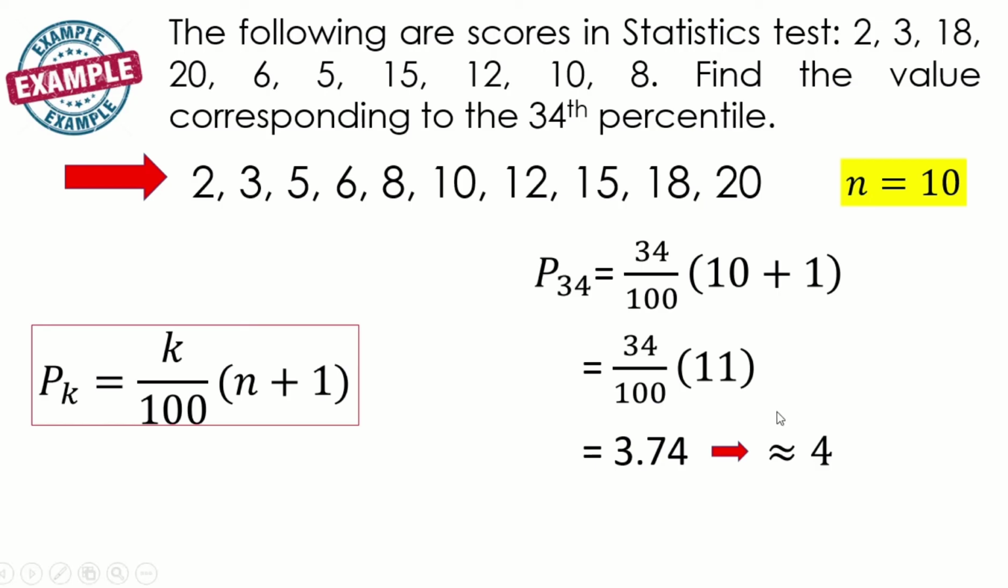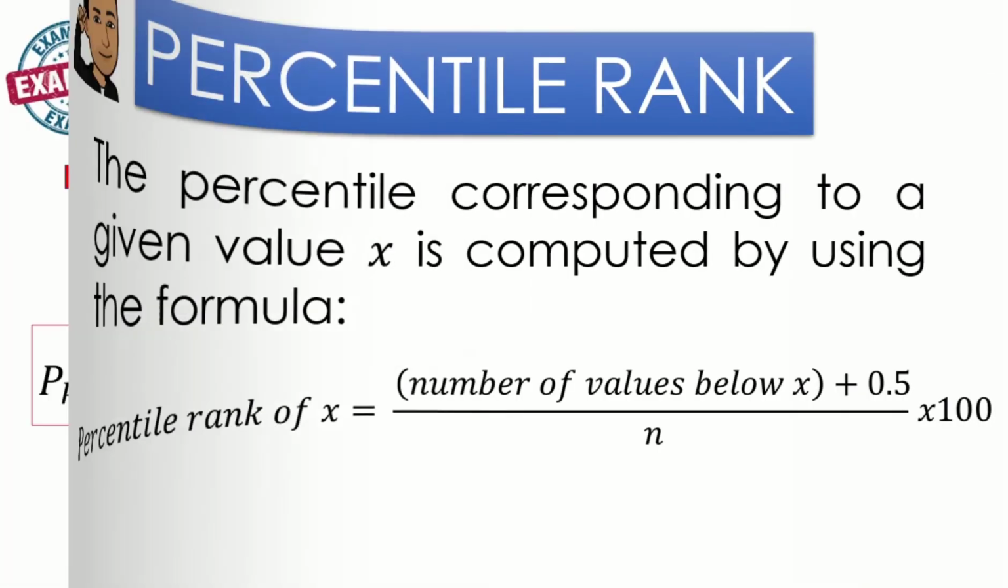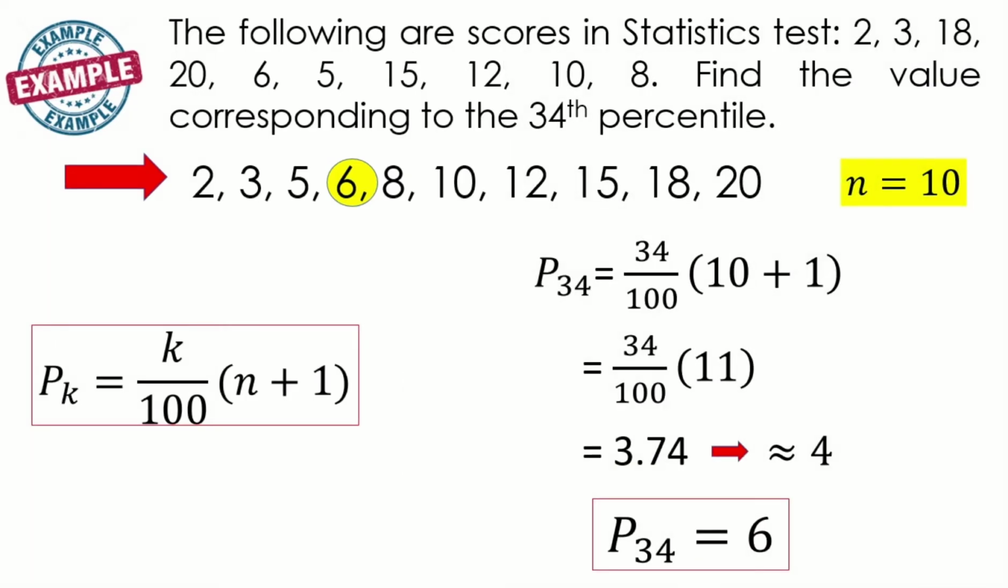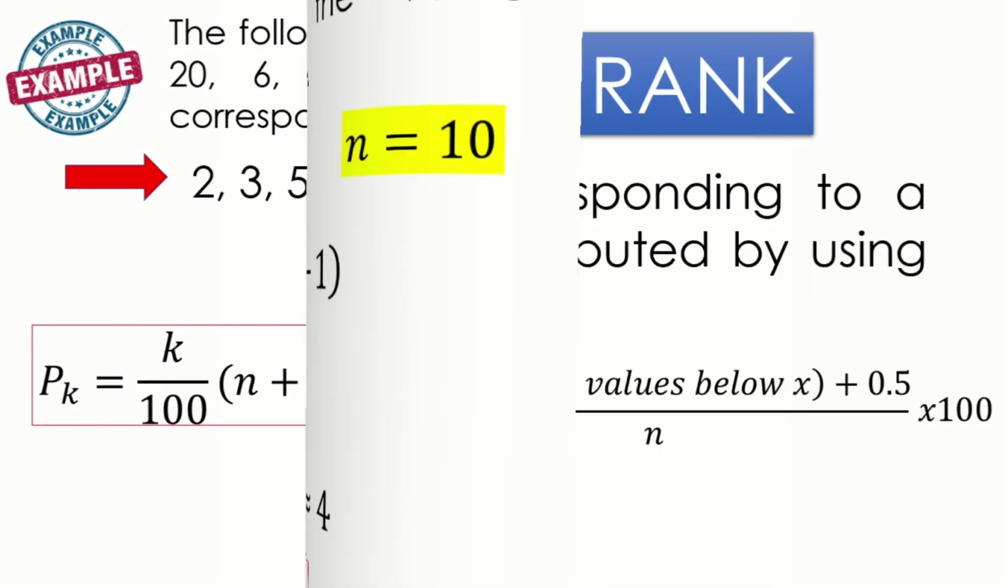That is equivalent to 4 kasi 3.7. Ngayon, ibig sabihin, pang-apat siya dito sa given natin. So, 1, 2, 3, 4. Therefore, ang pang 34th percentile is 6. Ganun lang kasimple. Susundan nyo lang yung formula, at kapag may calculator, mapapadali lang ang pag-compute nyo.